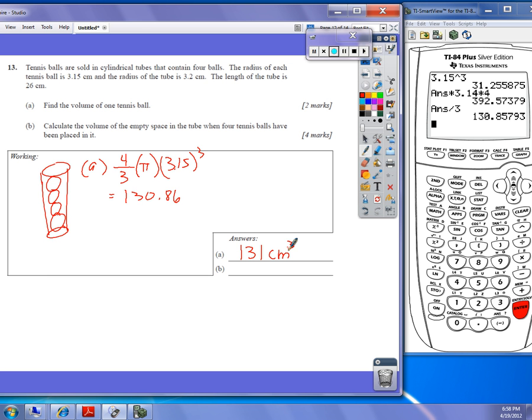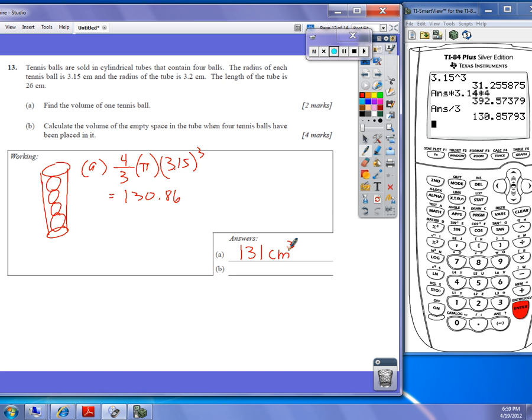Now, I need to emphasize this. You wrote that answer correct to 3 sig fig, but when you use that number in a further calculation, you need to make sure you add a couple extra digits on beyond what your final answer was, and then round at the end. Otherwise, you'll have rounding error. So use the 130.86, not the 131, when you do the calculations for the next part.